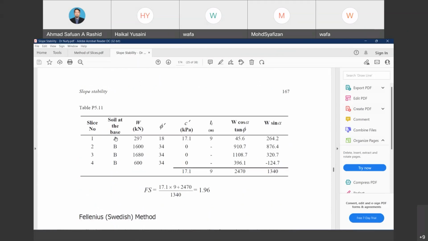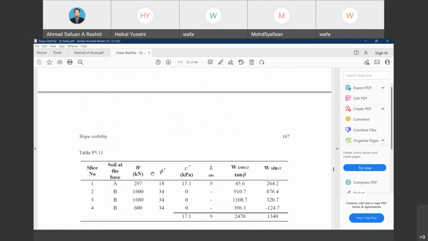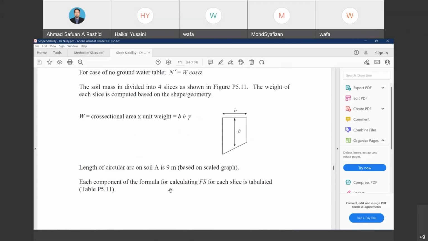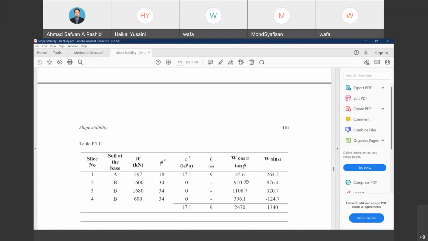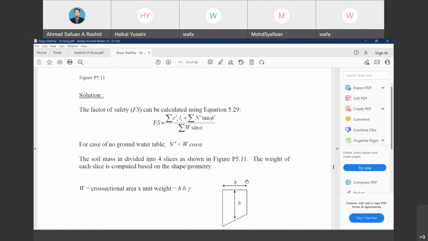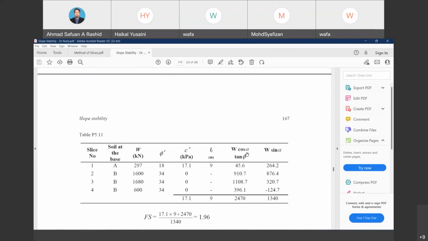So this is how they solve the problem, slice number 1 until 4. At the base, W is directly measured without explaining in detail. Dr. Noli just mentioned here, however, the main problem is the alpha. The alpha has not been discussed here. So he just simplifies, multiplying W cos alpha tangent Phi, and also the Li.